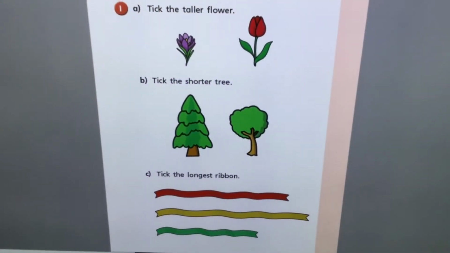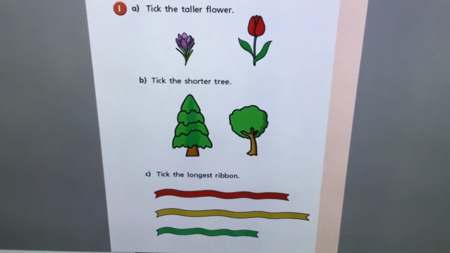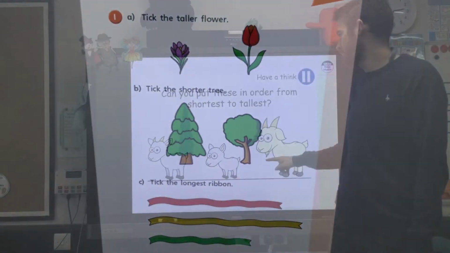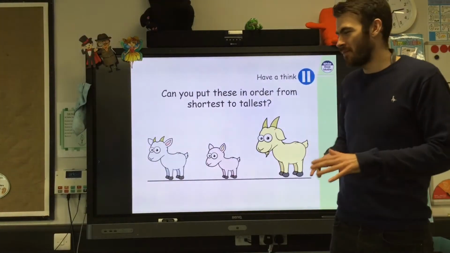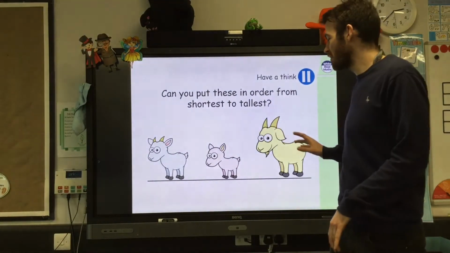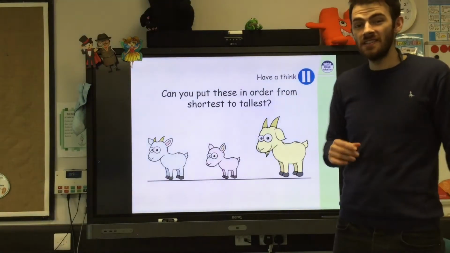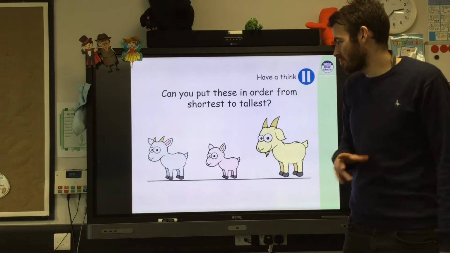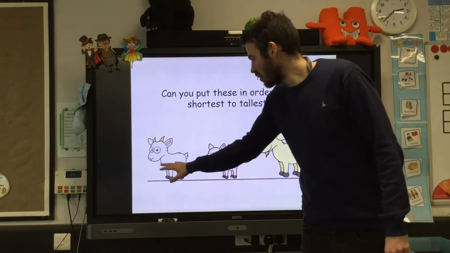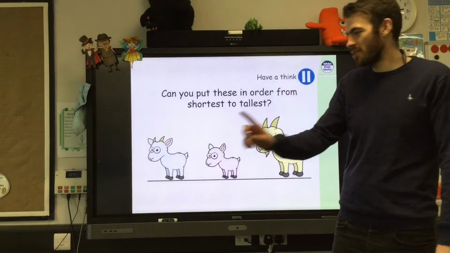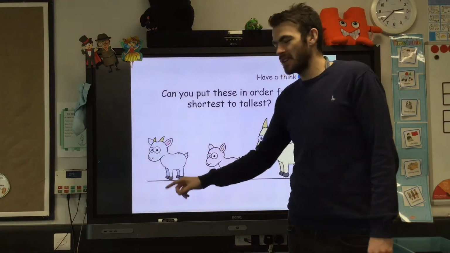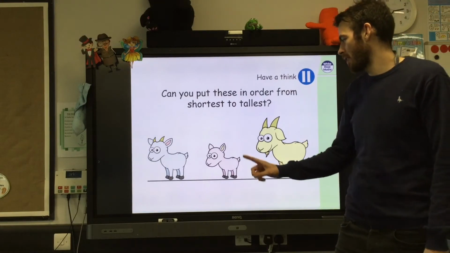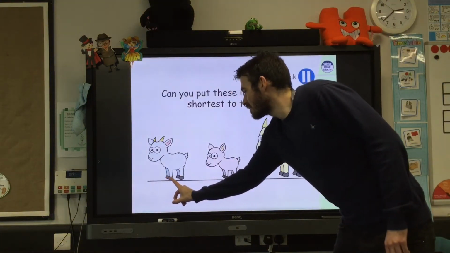It's your turn to have a go at question 1 on the worksheet. In question 1 you simply have to tick the tallest flower, the shorter tree and the longest ribbon. Now in this problem we are comparing, but we're going to order 3 different examples. In this question we have our billy goat's gruff. So we're going to order from shortest to tallest. So I'm going to move my finger along and I want you to tell me to stop when I'm on the shortest. So, is this the shortest?